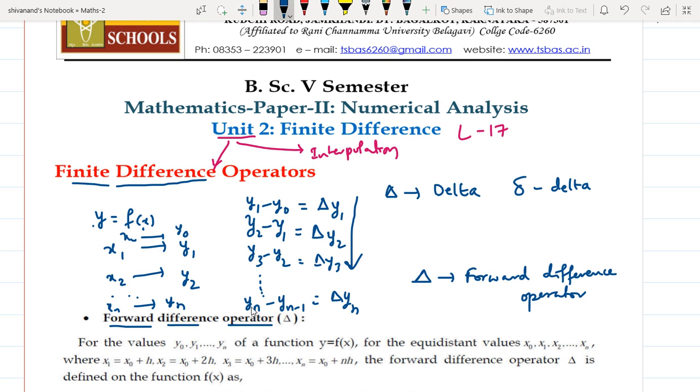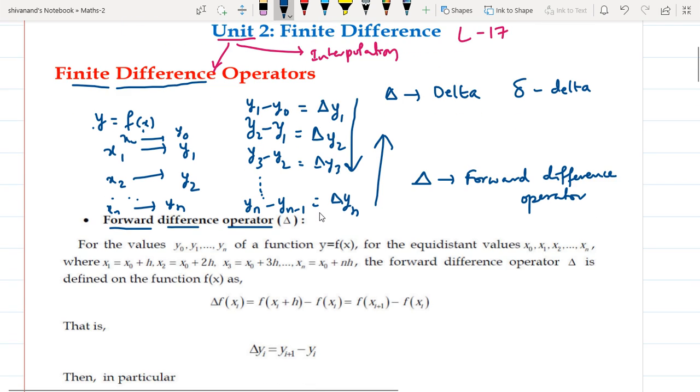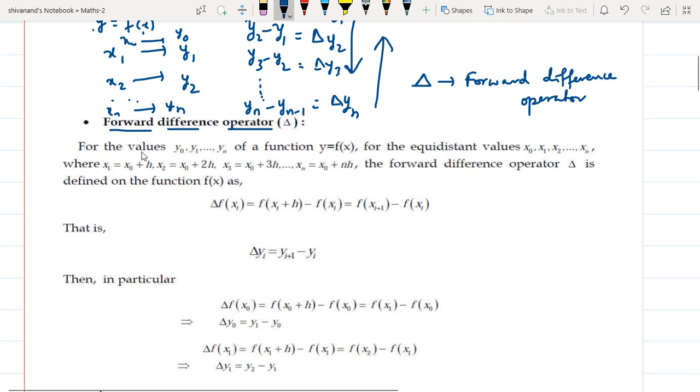I hope it is clear why it is forward difference. You have seen this is a difference, yn minus y(n minus 1) is a difference, and it is moving forward to yn. Therefore it is called the forward difference operator. Now you can imagine that you can move from yn to y1. You can move this way also. So we treat this as backward, and we'll see that later.